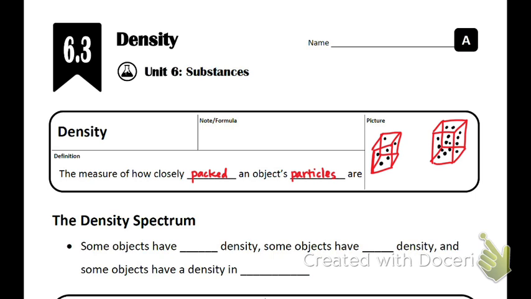There is a formula for density. You can find density by doing mass divided by volume. So when you're talking about density, we're going to say that something could have a low density or high density. Think about this as a spectrum. So it could be low, it could be high, it could be anywhere in between.